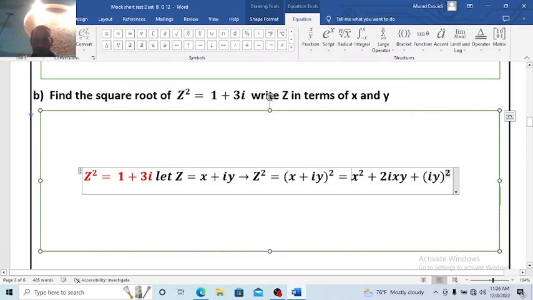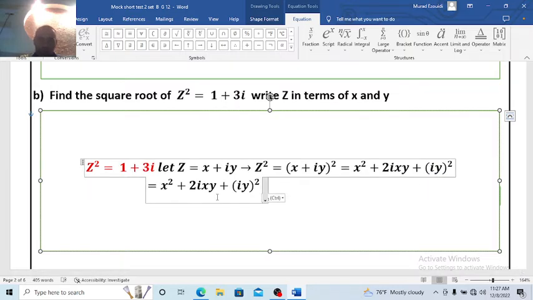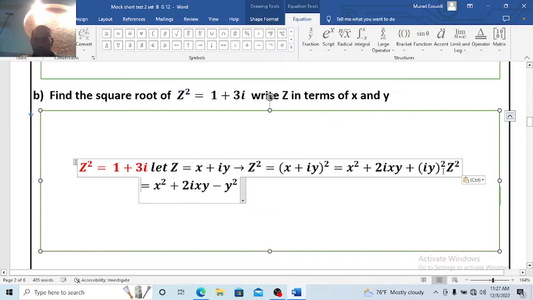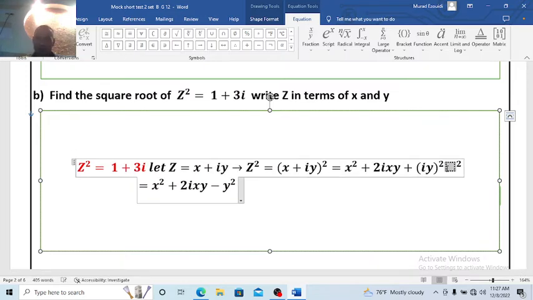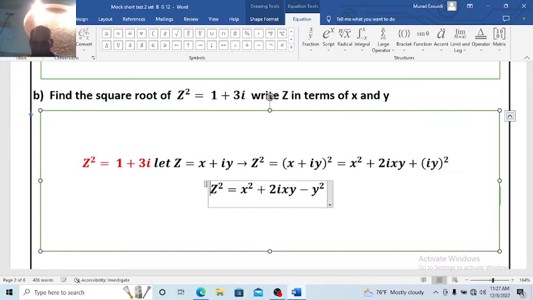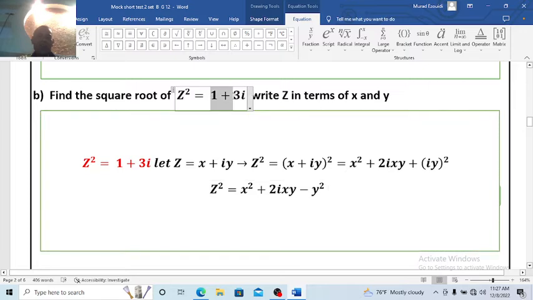Therefore, my daughters, I will write it again. Since i squared is minus 1, it will be minus y squared. And this one, learners, is z square, clear? Therefore z square is in fact equal to 1 plus 3i.